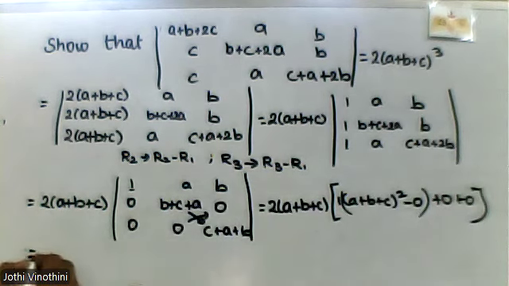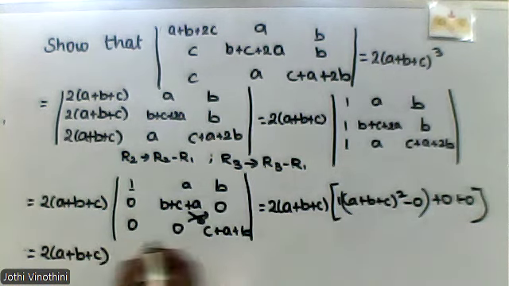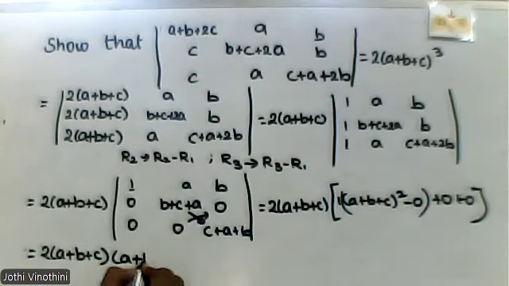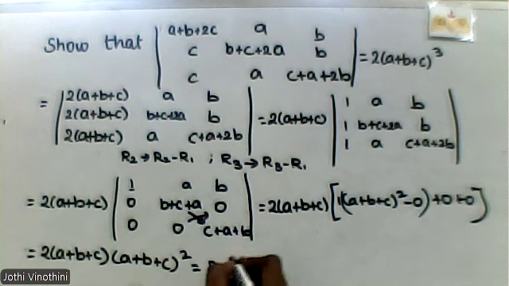So what we will have? We will have 2 multiplied by a plus b plus c. And what is the result of this? Again a plus b plus c the whole square, right? When we do this, we already have a plus b plus c, here also a plus b plus c the whole square. So it will become a plus b plus c the whole cube.